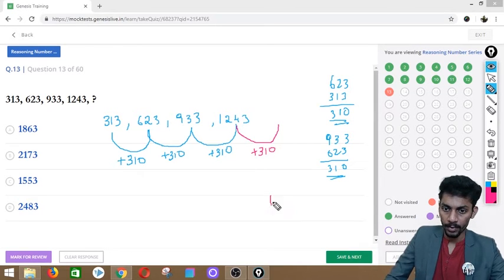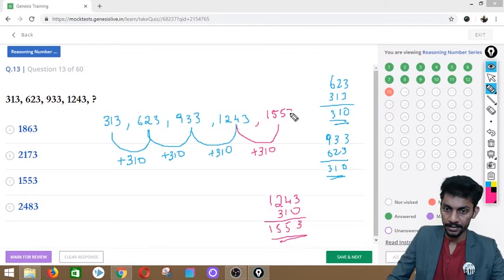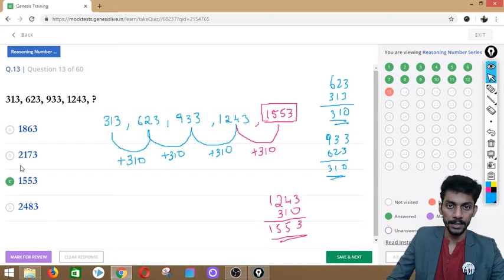So what is 1243 plus 310? It is nothing but 1553. So the answer is 1553. Okay. So the answer is 1553. That is option C. That is one method.